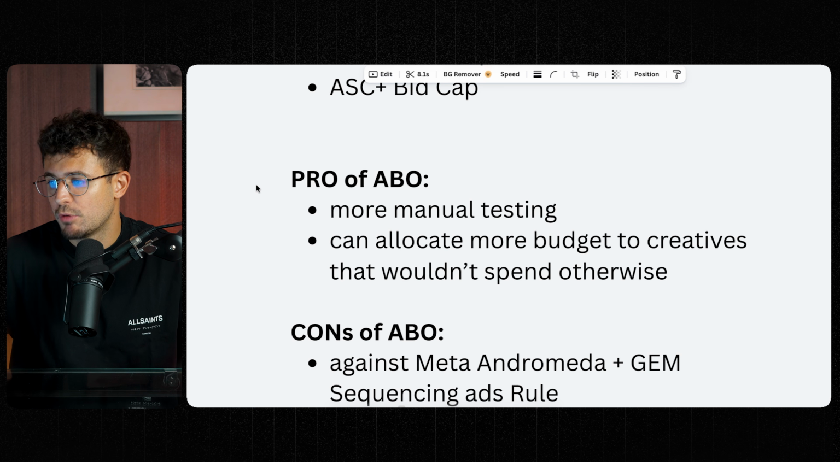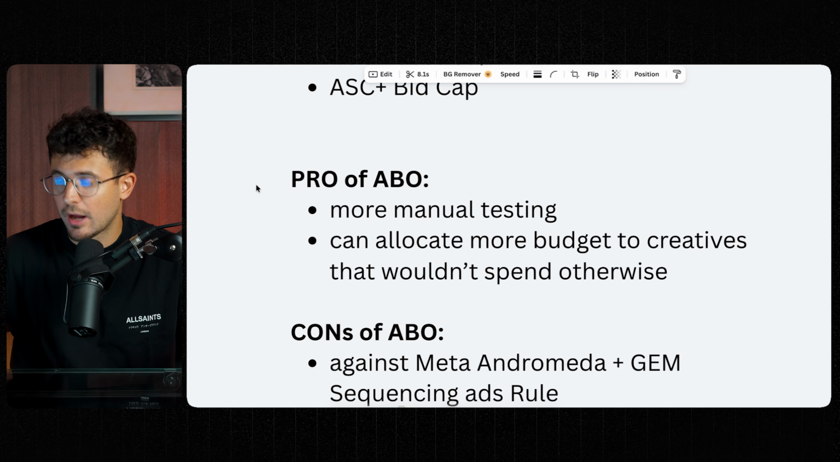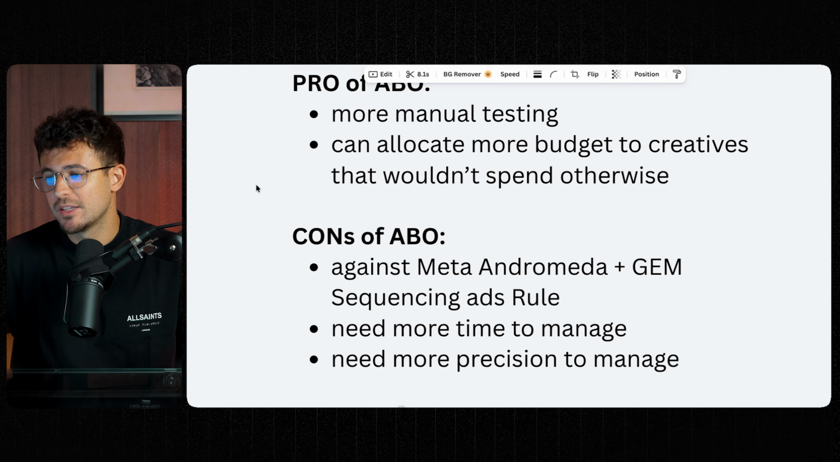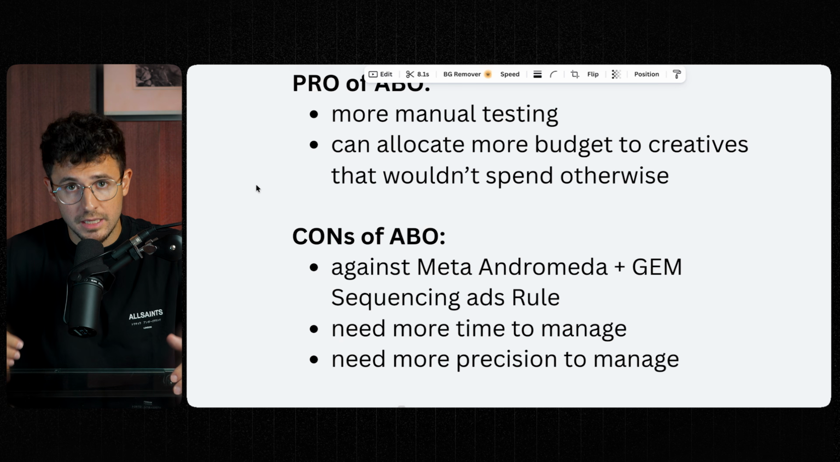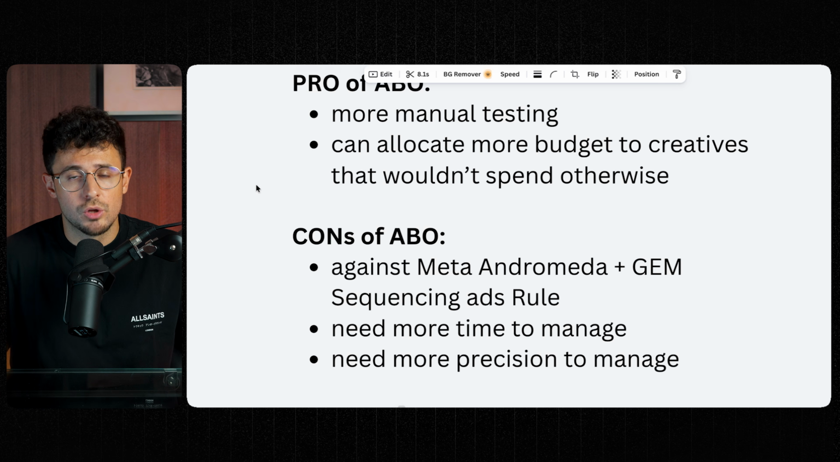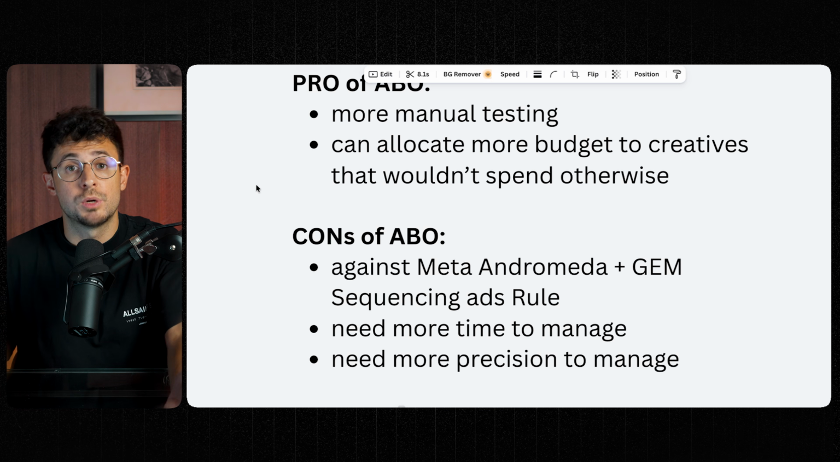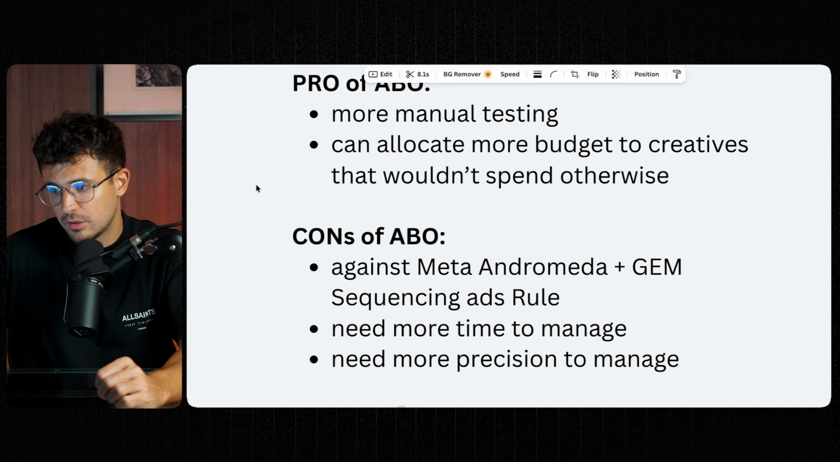You can allocate more budget to creatives that wouldn't spend otherwise. But that's actually a pro or a con. Thing is that Meta usually spends more budget towards those creatives that have a higher volume of capacity that can actually handle it. So if your creative doesn't get spend, most likely it's a not-working creative, because you might get 1 or 2 purchases now, but it's not a creative that can handle a lot of spend, which is not something that you want.